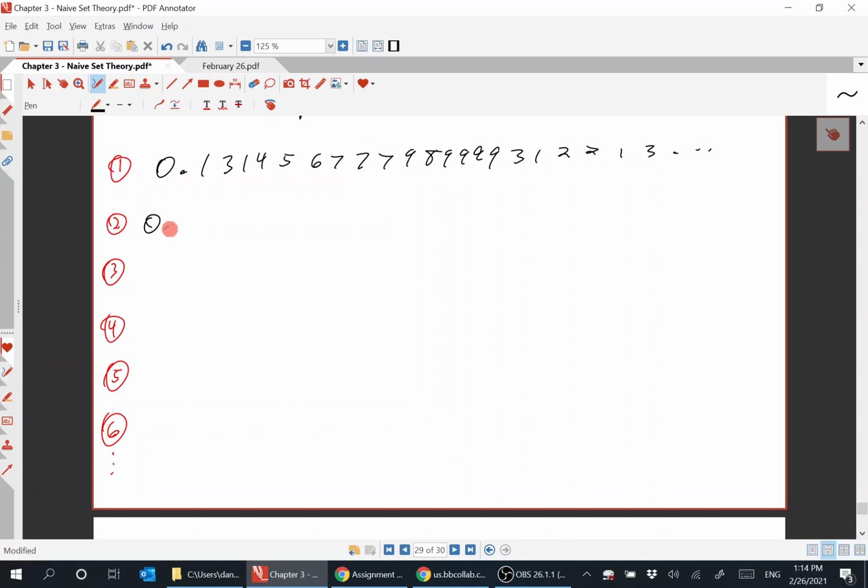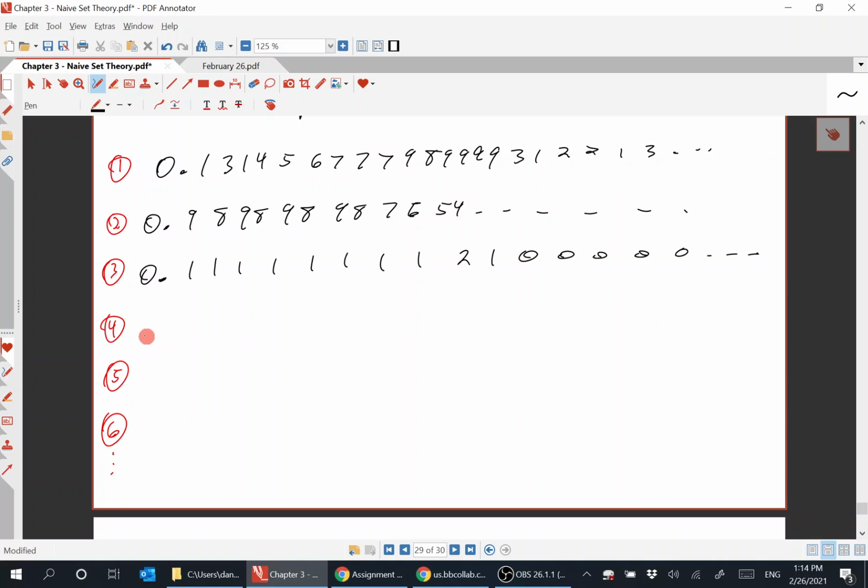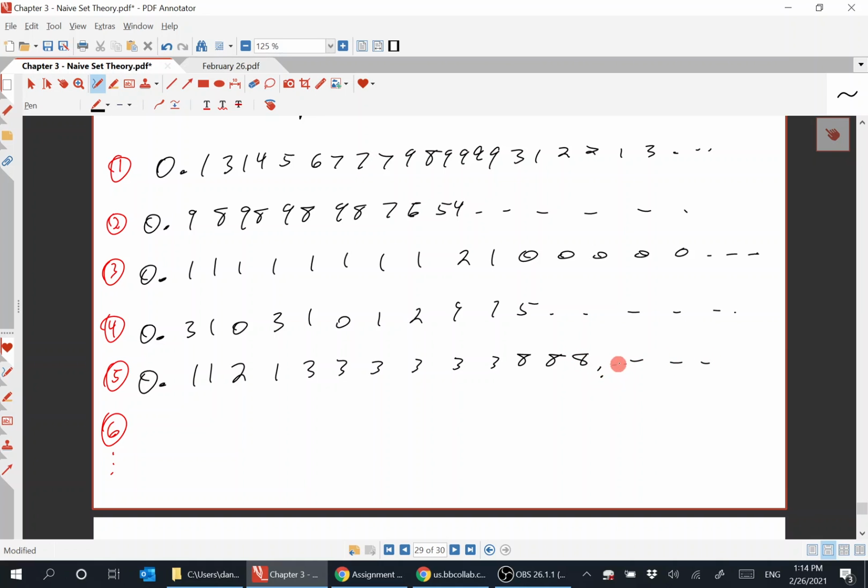0.131456177989999312213. So it's something. 0.989898987654 and so on. 0.111121200000. Ending off with zeros is fine. 0.3103101295. 0.1121333888, and so on and so forth. 0.1573121578665, and so on and so forth.